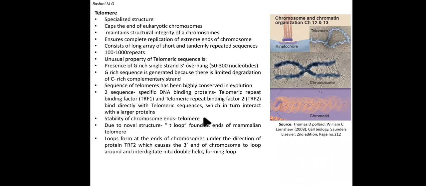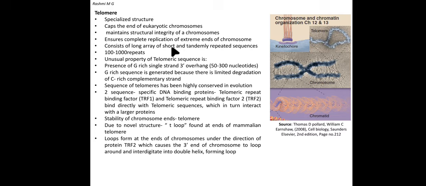Now let us learn about telomere. Telomere is a specialized structure that caps the ends of the eukaryotic chromosome and maintains structural integrity. Imagine a chromosome without a telomere, the DNA strand would be extended. So telomere acts as a boundary line. It prevents the loss of DNA sequences and ensures complete replication of the extreme ends of the chromosome. So telomere has significant importance in DNA replication.